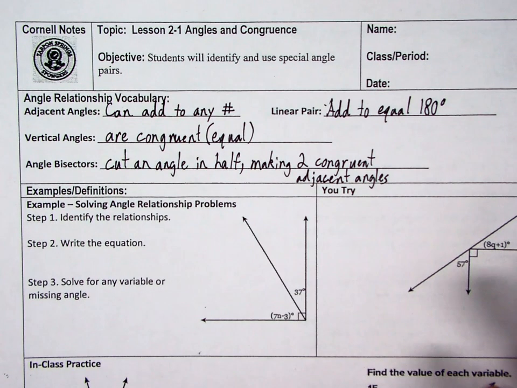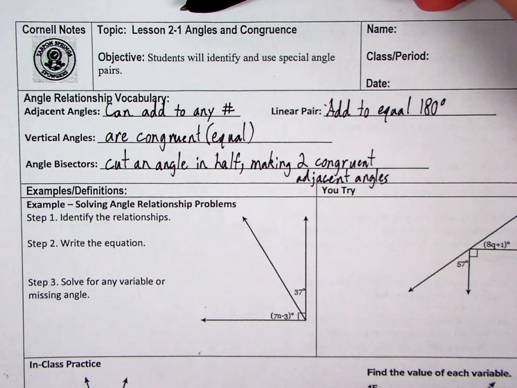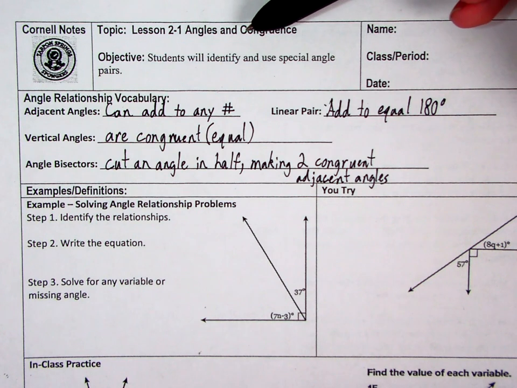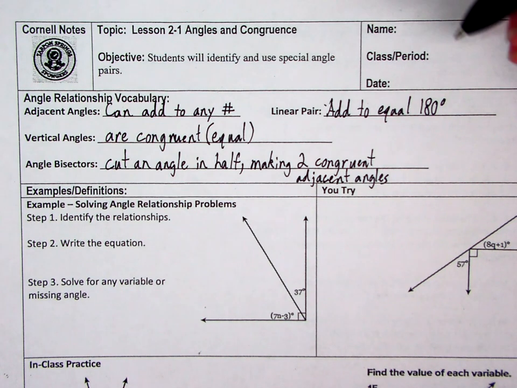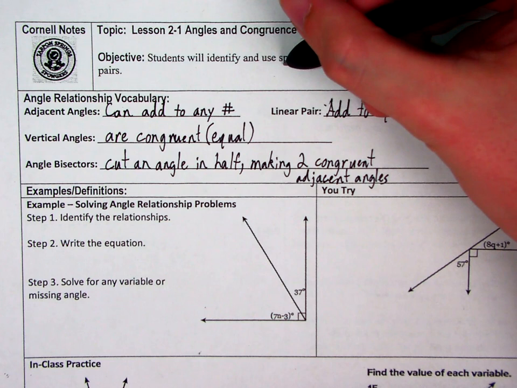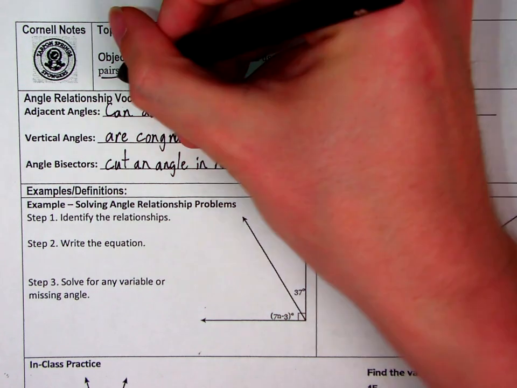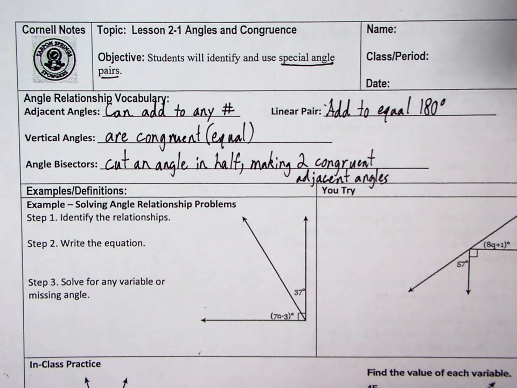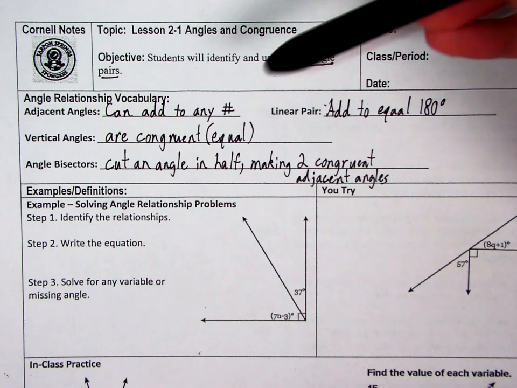Alright, class, this week is a video reviewing lesson 2.1 on angles and congruence. We are particularly interested in, on this lesson, our special angle pairs. We reviewed some vocab that we had previously covered.